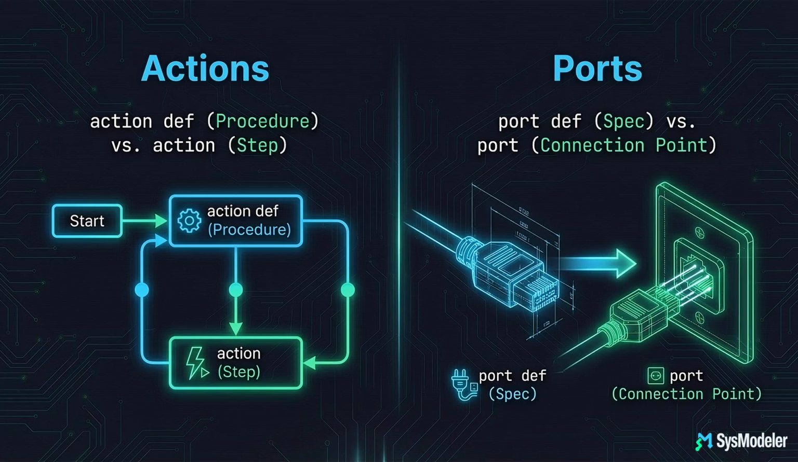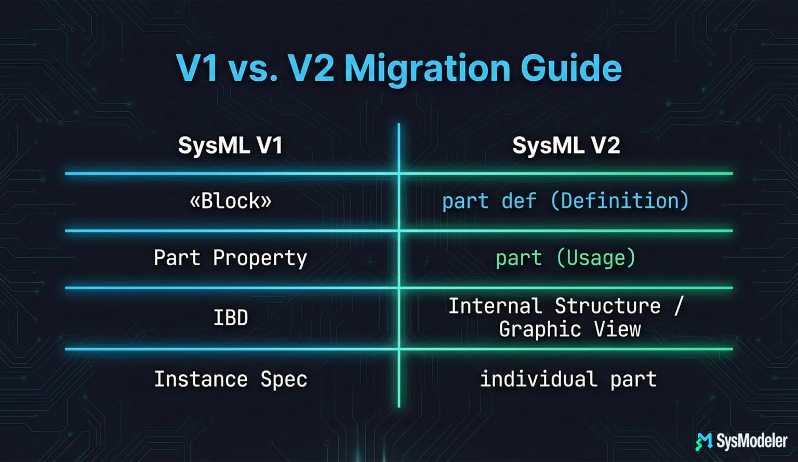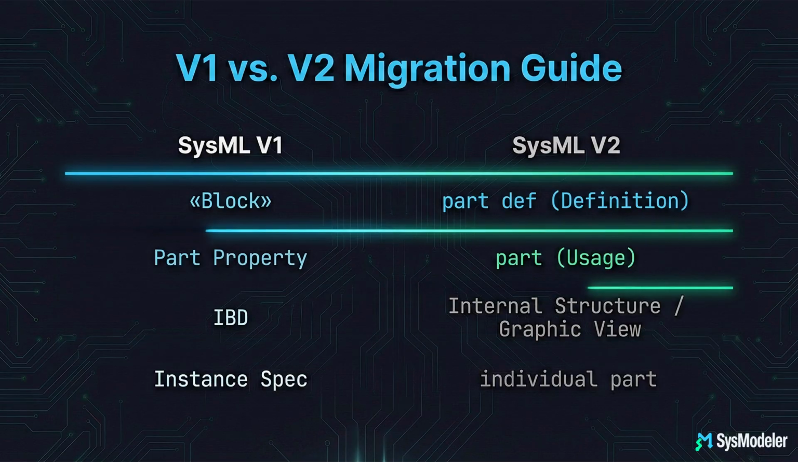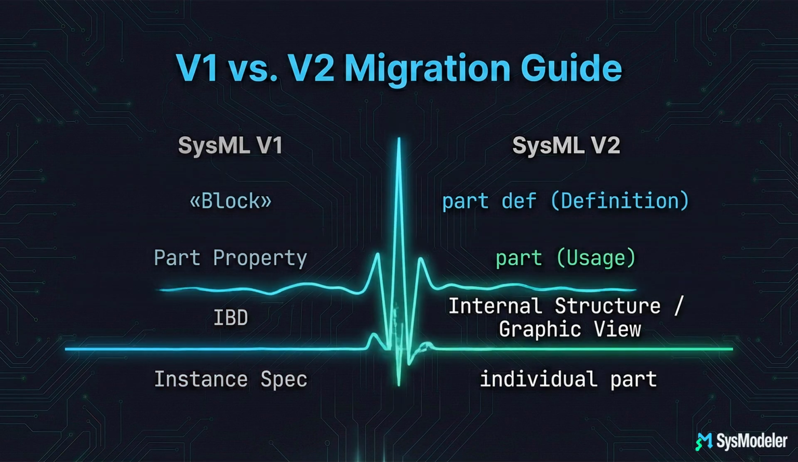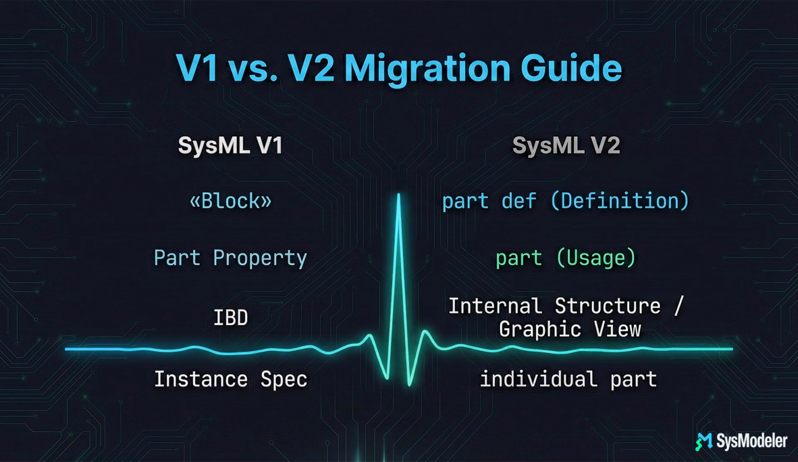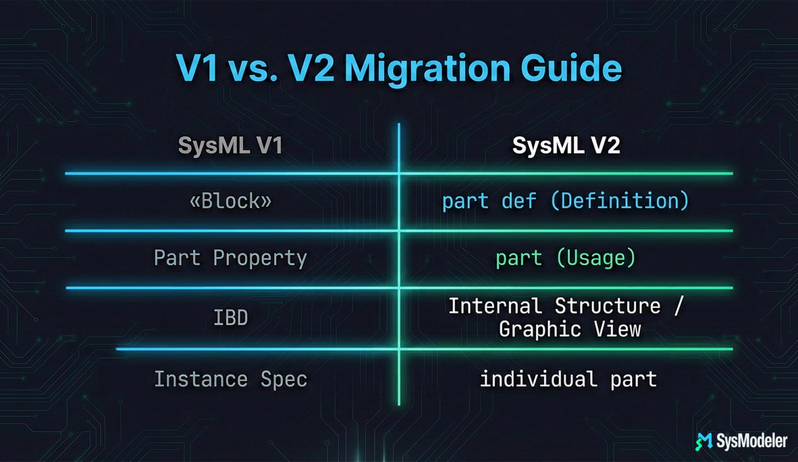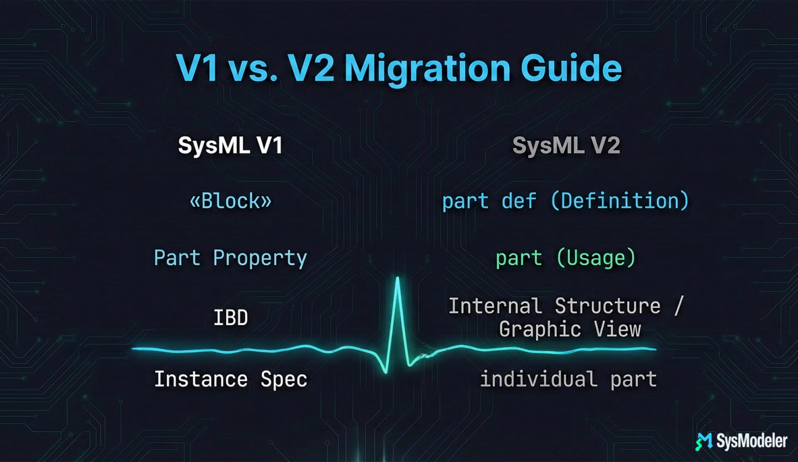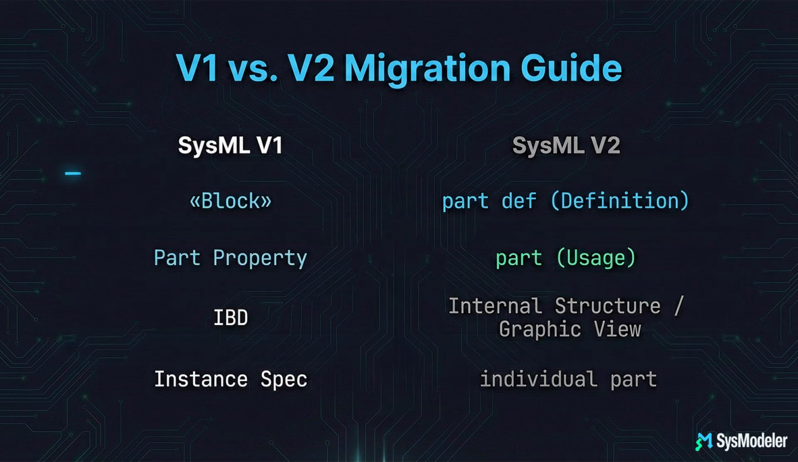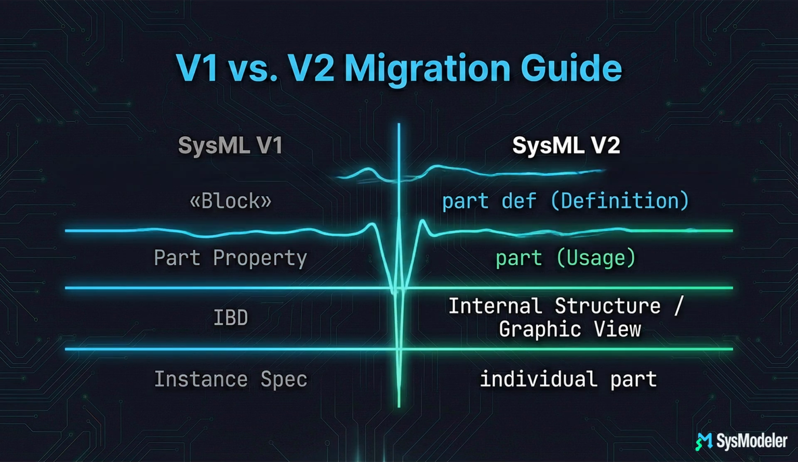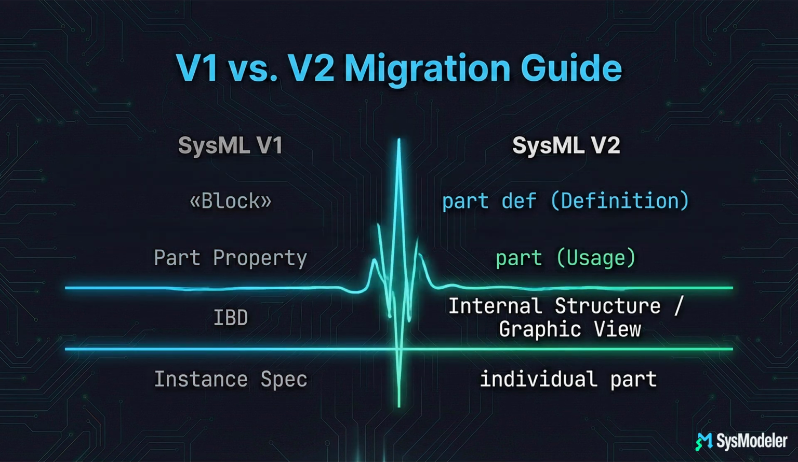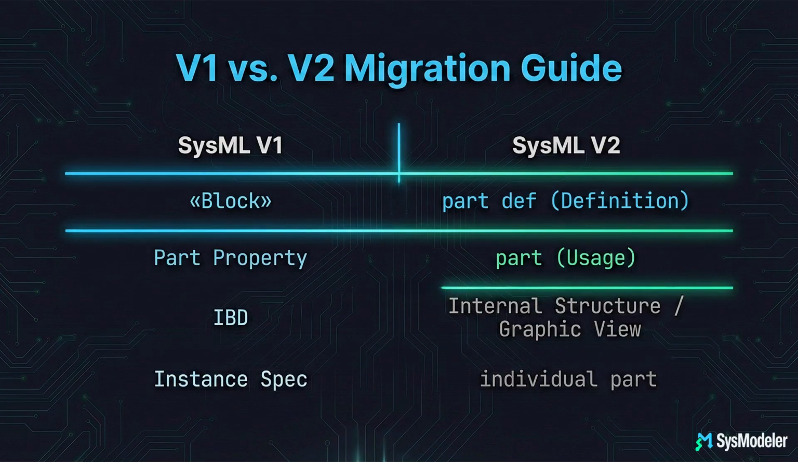To sum up, here's a quick cheat sheet showing how SysML v2 concepts map to their familiar SysML v1 counterparts. In SysML v1, blocks were used to represent types. In SysML v2, that role is taken by part def. What used to be a part property is now a part, representing usage. Internal block diagrams are no longer separate artifacts. Internal structure is expressed directly inside definitions. And where v1 used instance specifications, v2 represents concrete occurrences as individual part usages.